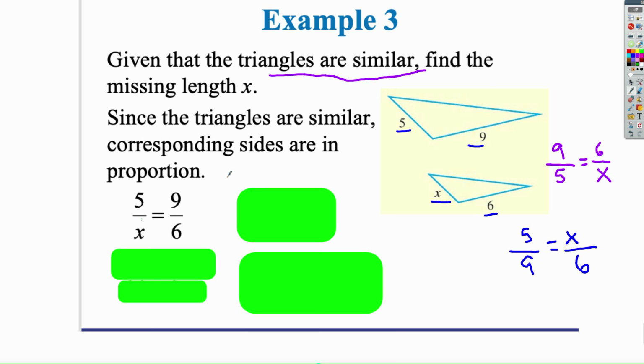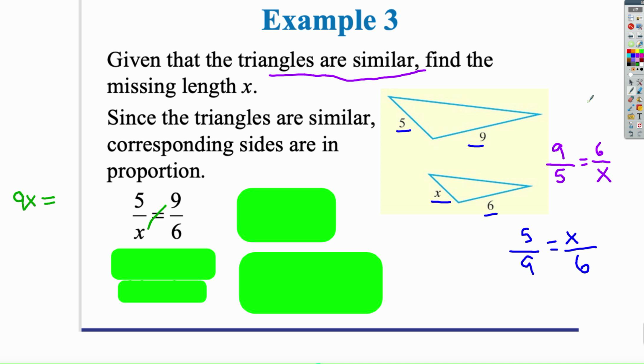So here I am solving for x. So I'm going to do something that's called cross multiplying. What that means is I'm going to literally multiply across. Anytime you have a fraction equal to a fraction and you're solving for x, you want to cross multiply. So when I cross multiply, I'm going to multiply across. X times 9 is just 9x. I multiplied x times 9.